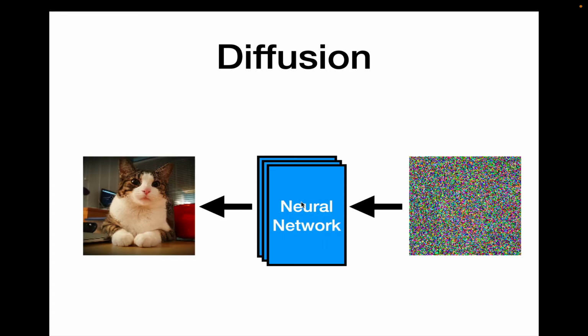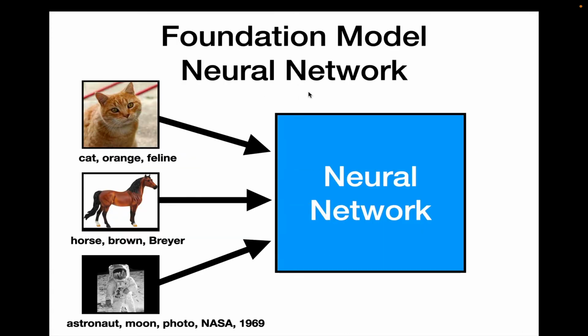So to summarize here, we know how to train neural networks to go from a very random collection of pixels to a sharp image, as long as it knows what kind of animal you want here. These networks have been trained to do that. That's a diffusion model. So the second part is called the foundation model.